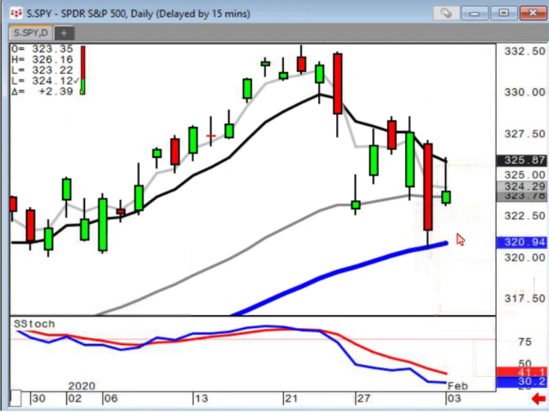Yeah, so the Harami is the actual open and close inside the previous day's candle. But it's also a Harami inverted hammer. If the tail was to the downside, it would be a Harami hammer. If it was a doji, it would be a Harami doji. So it can be more than one.